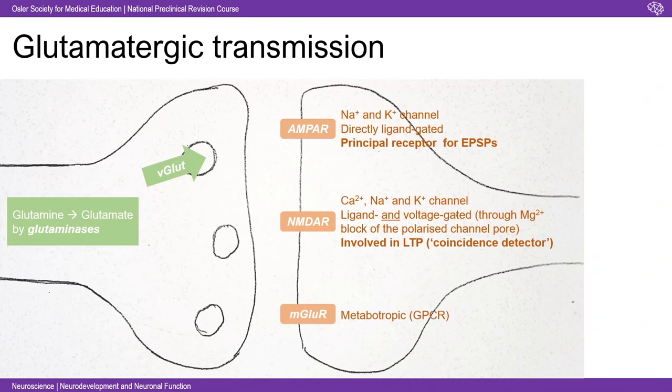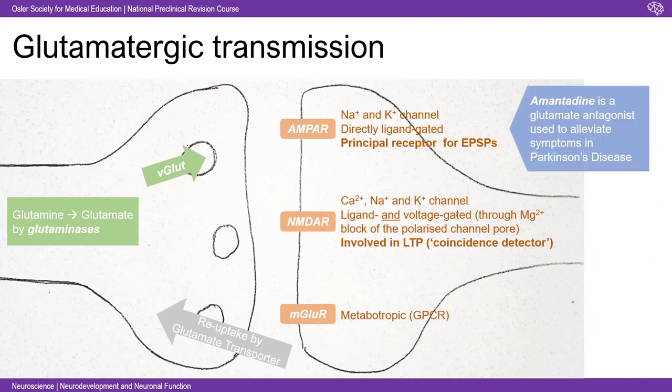We also get metabotropic receptors, which are a family of numerous different types, and they're all G protein coupled. Reuptake is by the glutamate transporter, and that's your pharmacology.